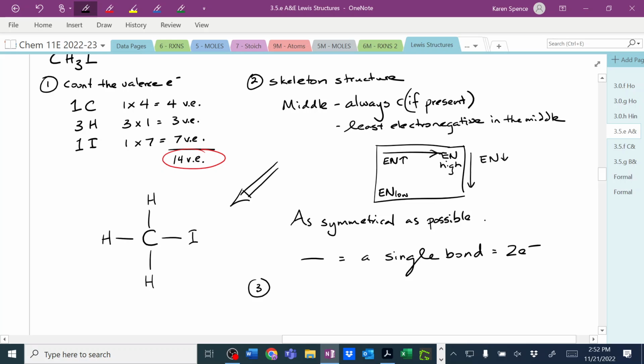Step number 3, add lone pairs to give everybody a complete octet unless they are an exception.